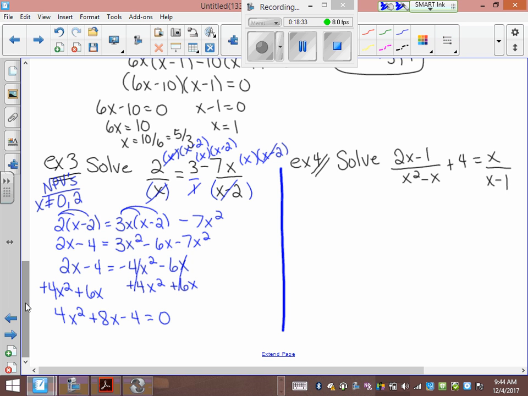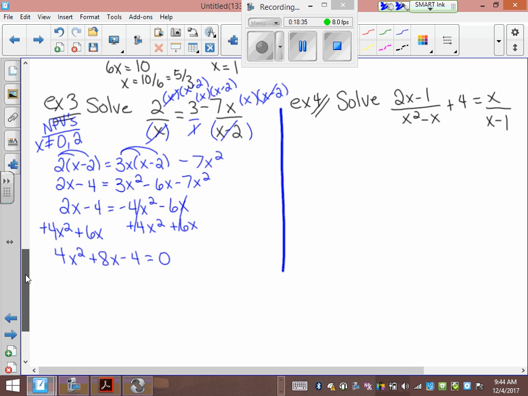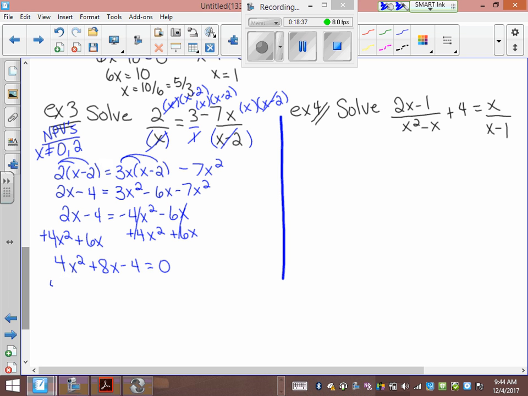And you can take a 4 out. Or you could just factor it right there. It doesn't matter. It's not going to change your x-intercept. X squared plus 2x minus 1. We factor that? No. If it was a plus 1 at the back, we could. But because it's a minus 1, we can't.